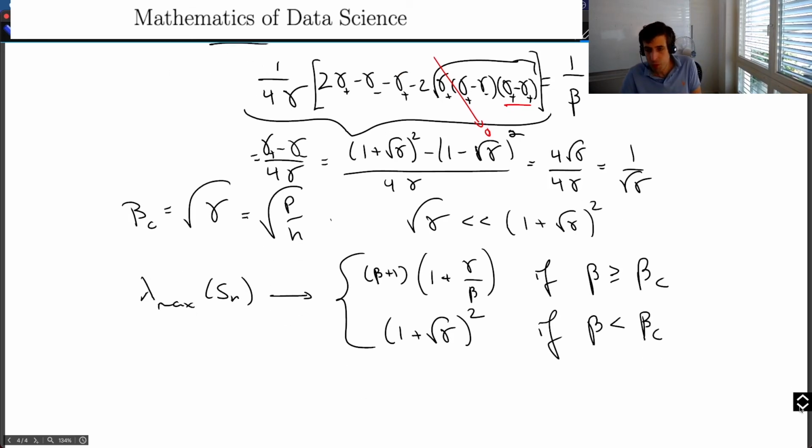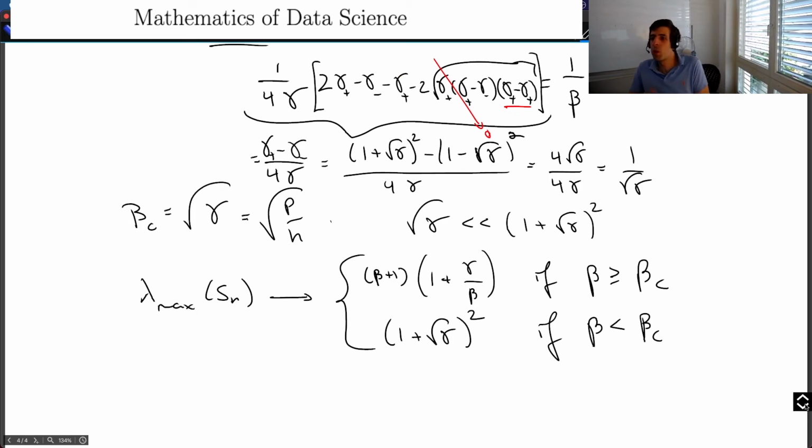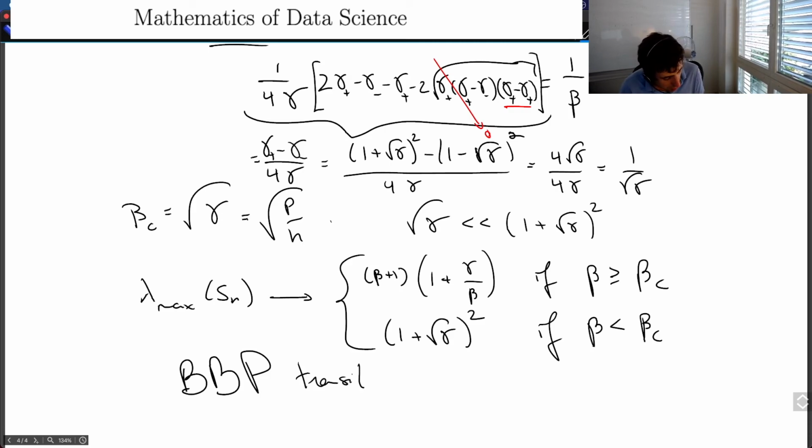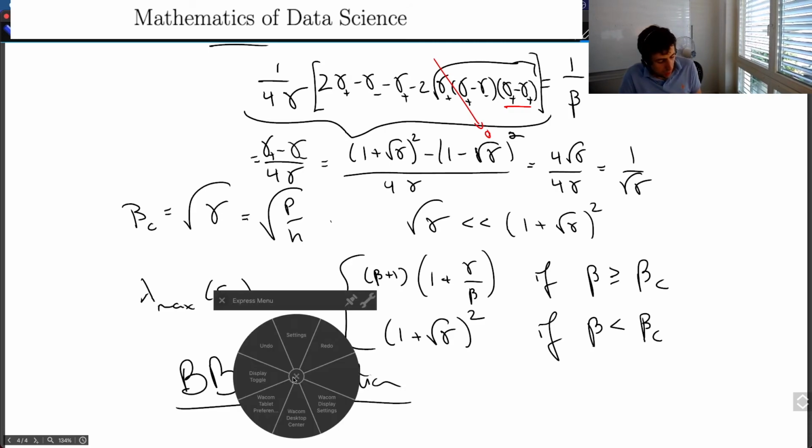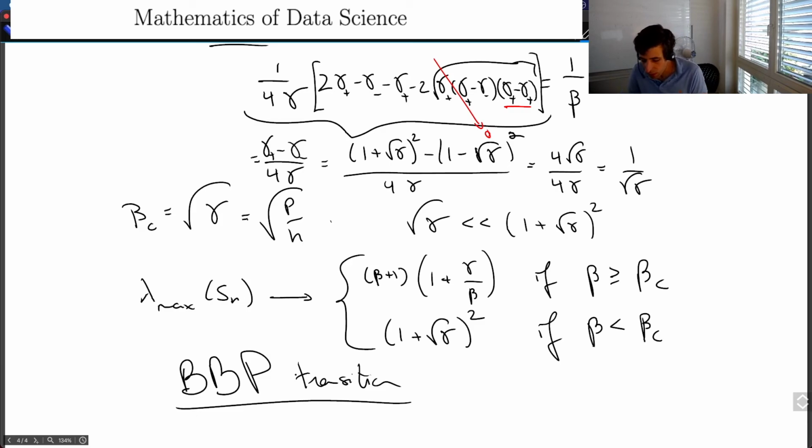And we sort of proved this. I mean, we didn't really prove it. We derived the beta critical in a non-rigorous way, but our derivation can be made rigorous. And this is known as the BBP transition, after Baik, Ben Arous, and Péché. So we can compute the critical place at which we see eigenvalues coming out of the support.